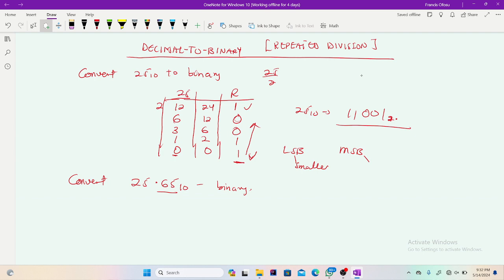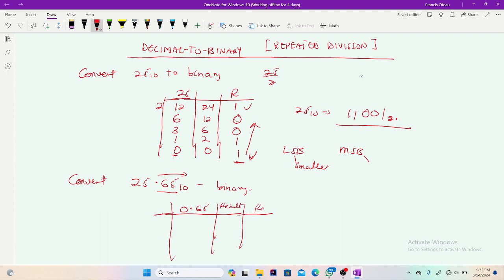So here, this is what we do. There is a difference here. For the right side, we don't divide, but we rather multiply. Okay. So our number is 0.65. Then let me put what you get here, the results.